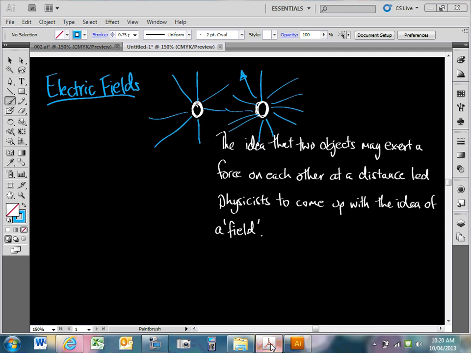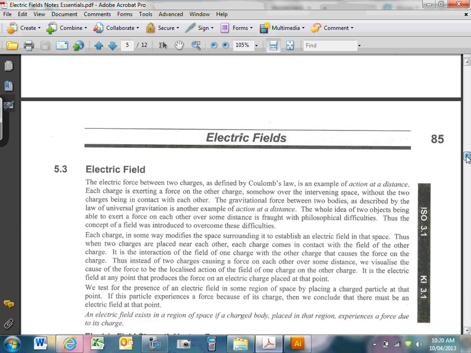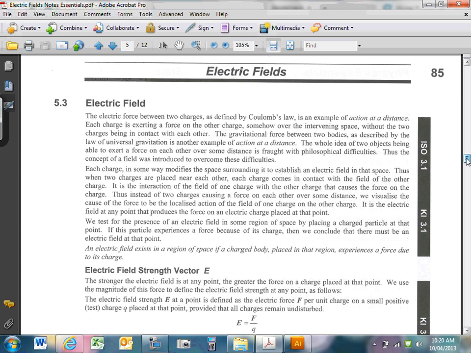Let's go back to our text now. We'll just read this because this is quite interesting. Each charge in some way modifies the space surrounding it to establish an electric field in that space. Thus, when two charges are placed near each other, each charge comes in contact with the field of the other charge. It is the interaction of the field of one charge with the other charge that causes the force on the charge.